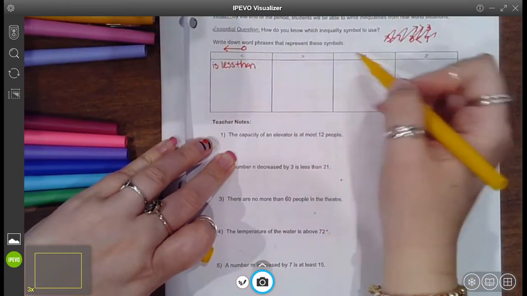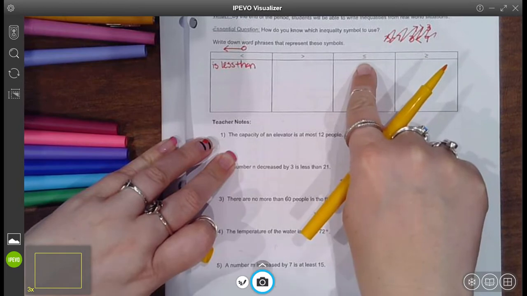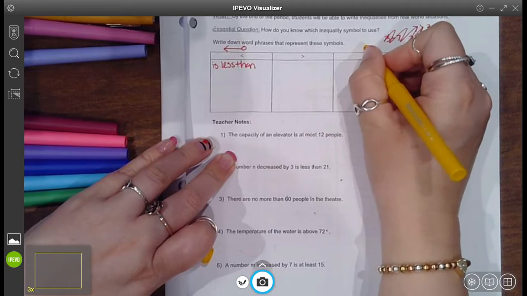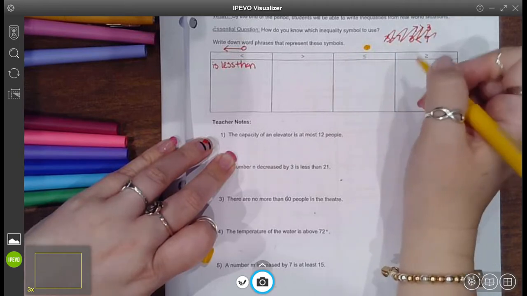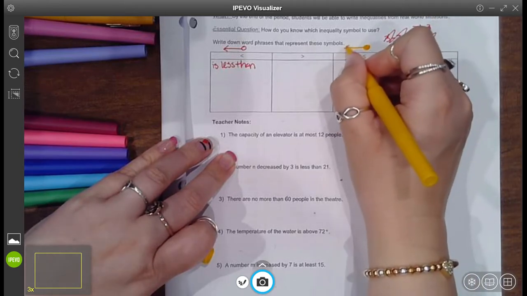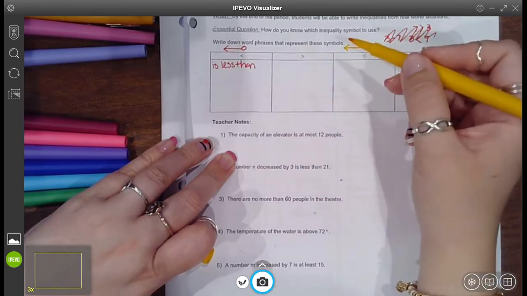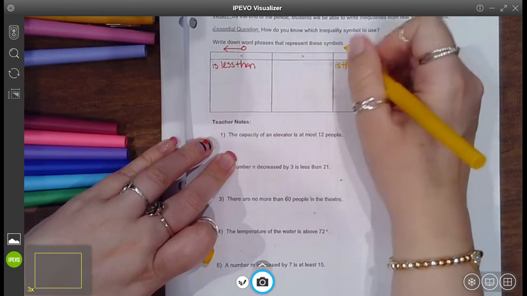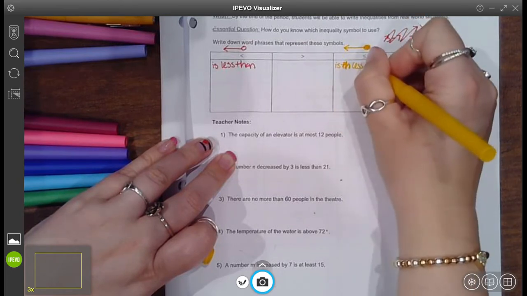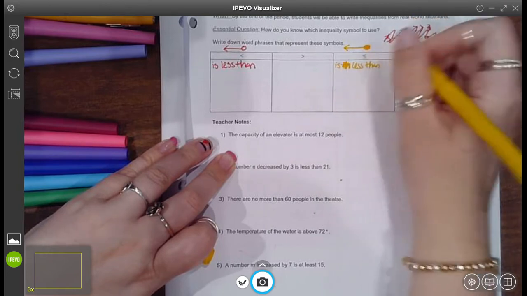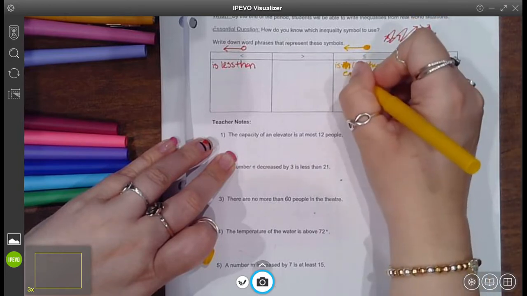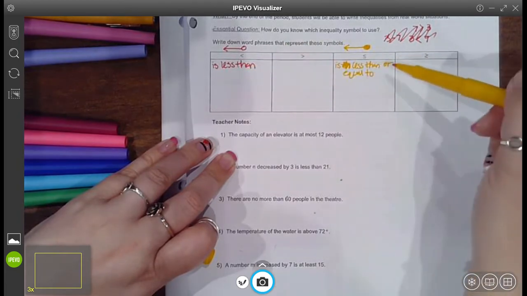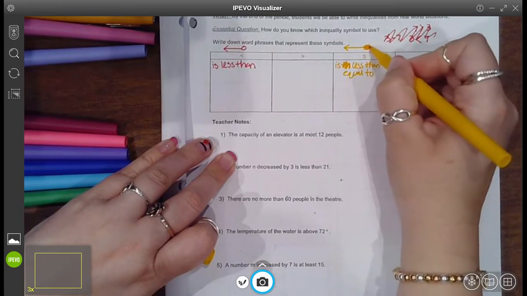Doesn't it look the same as this one? The only thing that's different is it has a line underneath of it. So if it has a line underneath, that means it's including that point as well. So I would shade it in, and it's to the left because that's where smaller numbers are, to the left, right? And so this would say is less than or equal to. So the difference between these two is that it says or equal to because it's including that point.